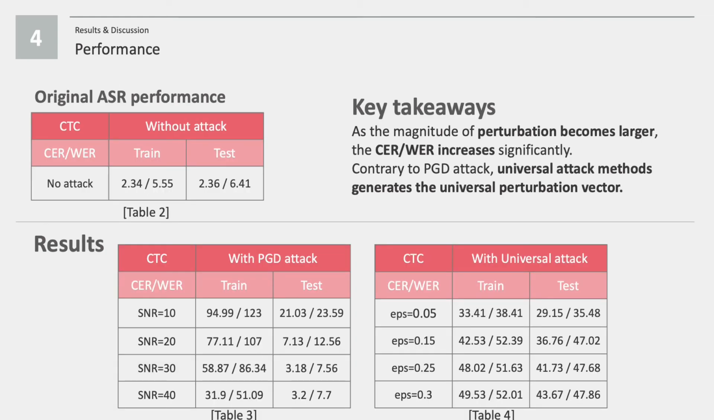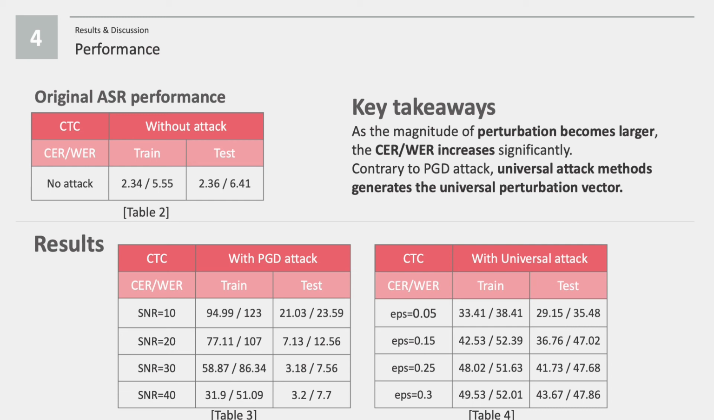This is the result of our experiment. Here, the train refers to the train portion of the test clean split, and the test refers to the test portion of the test clean split. Table 2 refers to the ASR model performance without applying any attack. From Table 3, we can see the universality of the PGD attack.